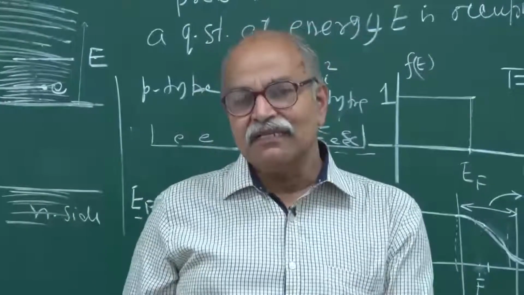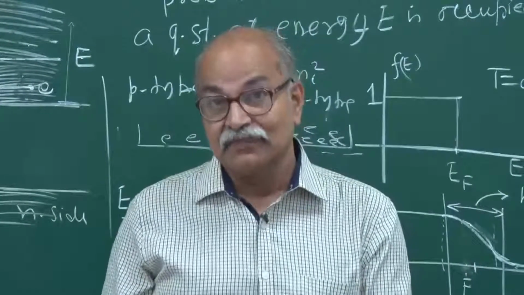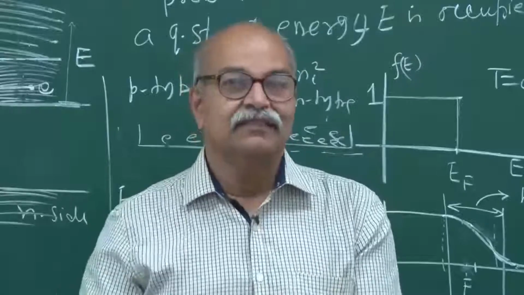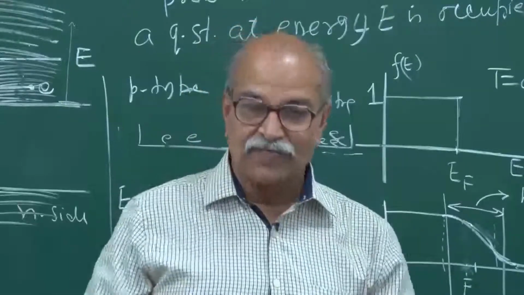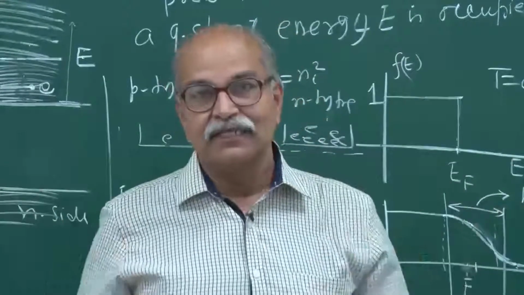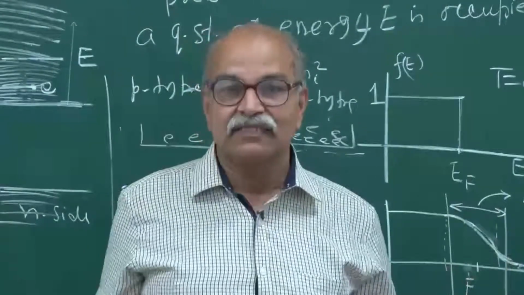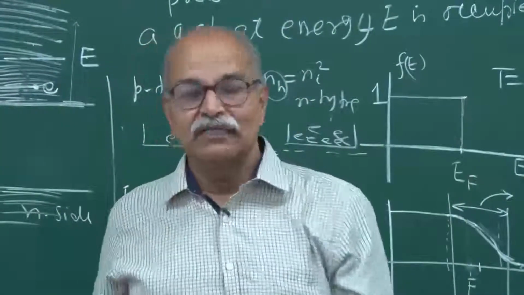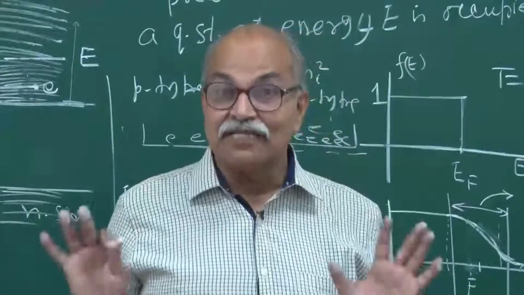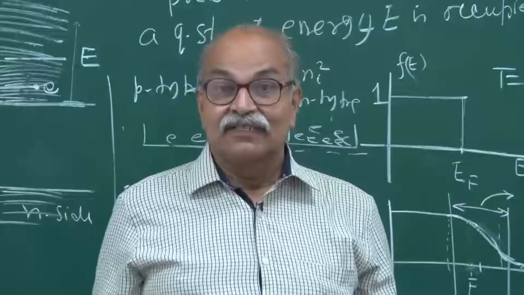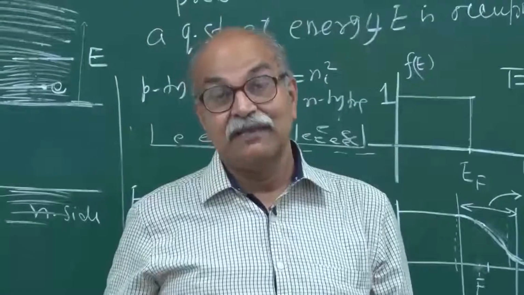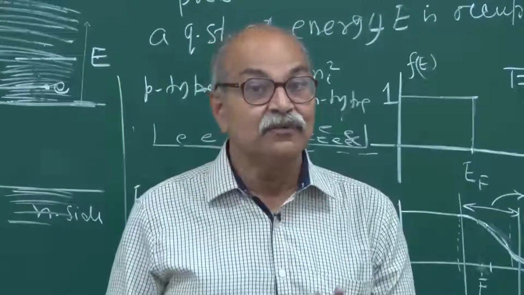Equilibrium means nothing is changing as a function of time. Dynamic things are happening: electron-hole pairs are being generated, recombination is happening. Electrons are going to this side, holes to that side, but as a function of time, things are having the same values. That is thermal equilibrium.